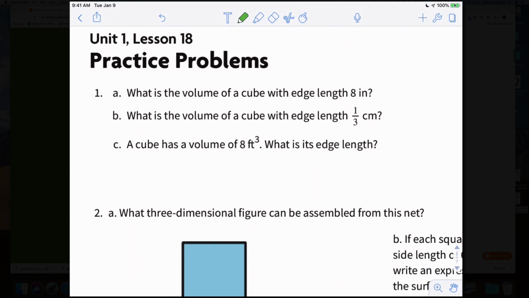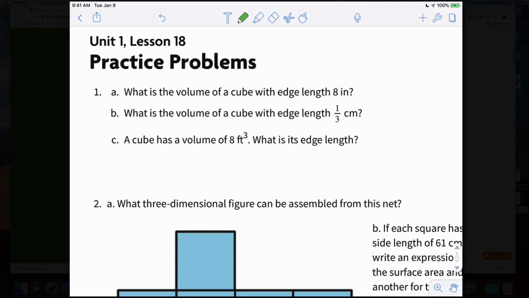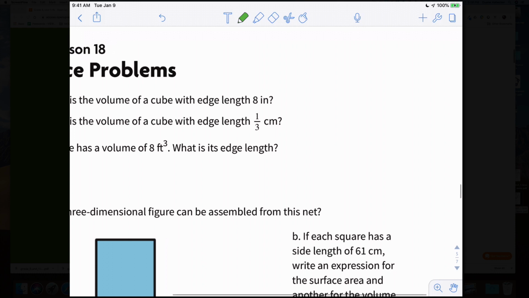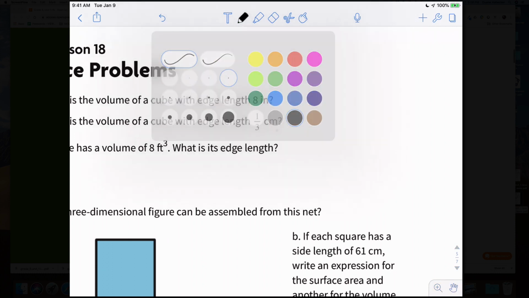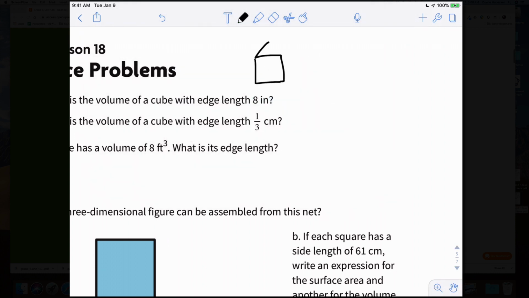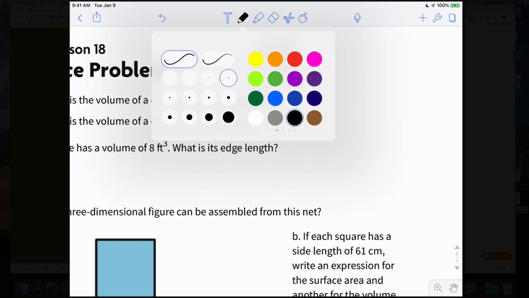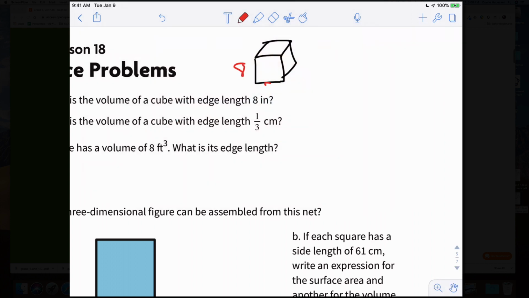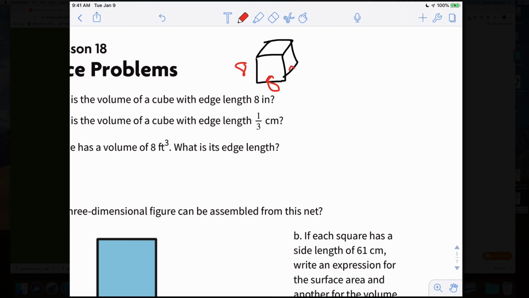So let's do our homework. What is the volume of a cube with edge length 8 inches? So we know that our cube looks like this. We know that each edge length is 8, 8, and 8. And so what is the volume? It's going to be 8 cubed. In this case, it's going to be cubic inches. And I don't know what 8 times 8 times 8 is. That's what this is, 8 to the third power.